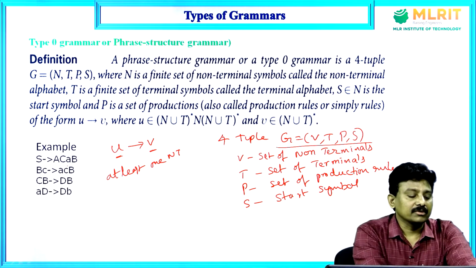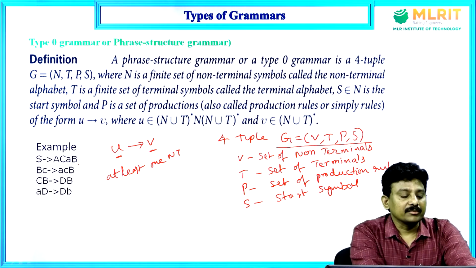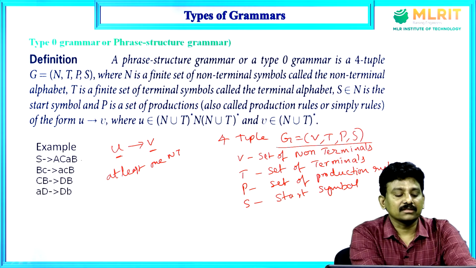In this example, S derives ACAB. A, C, B and S are non-terminals. A is a terminal. On the right hand side we have a combination of terminals and non-terminals. Non-terminals are represented by uppercase letters, terminals by lowercase letters. Second rule, B is a non-terminal, C is a terminal, derives ACB.